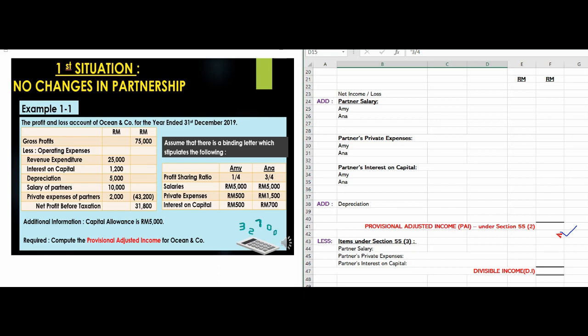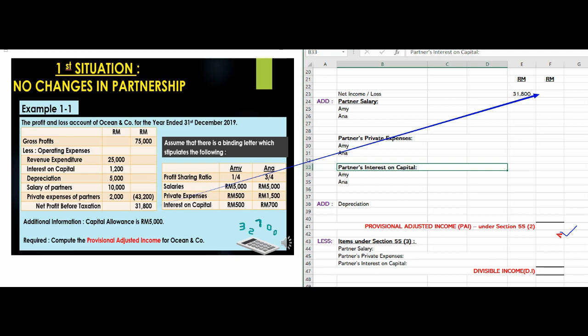So here, there is information regarding the net profit before taxation. So we are going to put it here. If it is a loss, we are going to put it in the minus part. So we type it here: 31,800 ringgit. Alright, 31,800 ringgit. So we are going to find out any expenses regarding the partners part.